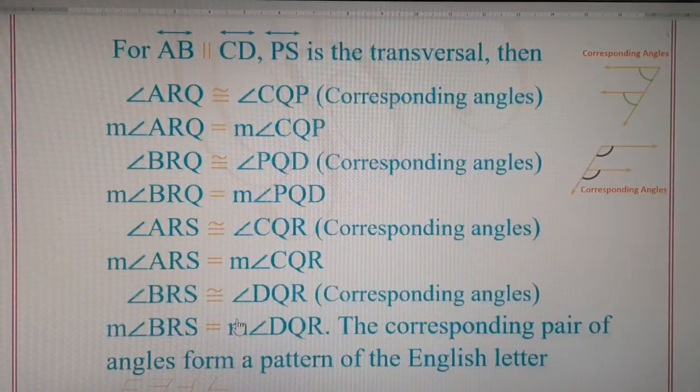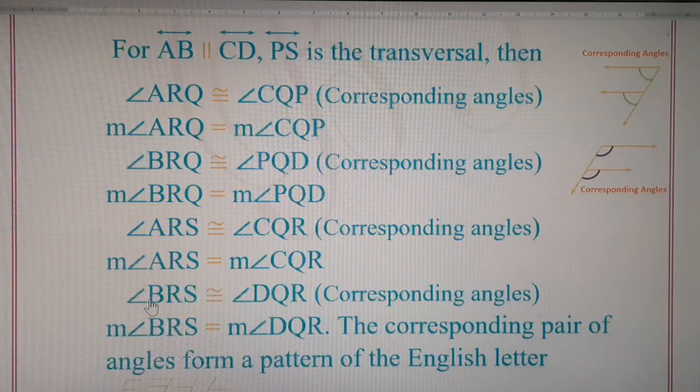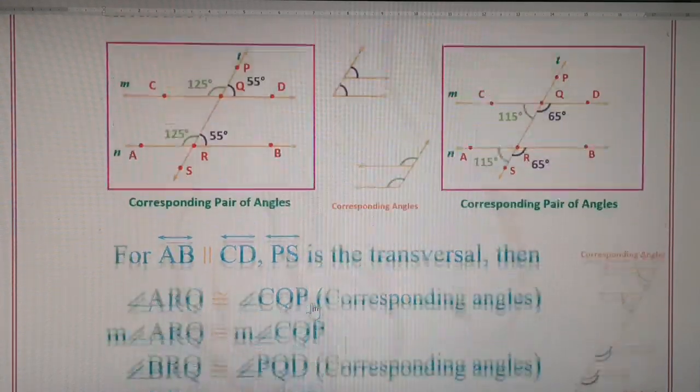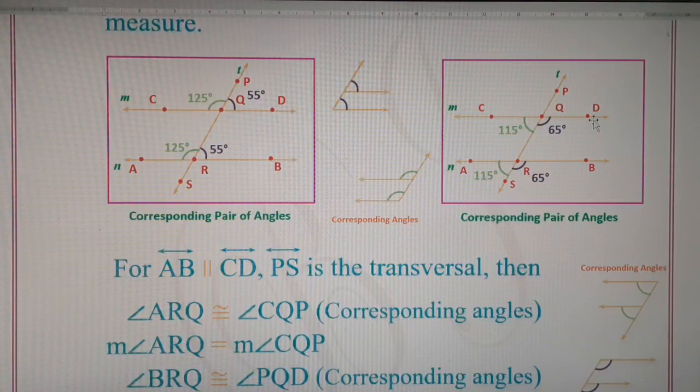And let us go to the next pair of corresponding angles, that is angle BRS is congruent to angle DQR because they are corresponding angles, so their measures are equal. So we can say measure angle BRS is equal to measure angle DQR. Angle BRS and angle DQR. Let's see in the diagram. Angle BRS and angle DQR. So we can say this pattern is formed, that is the normal F pattern is formed. So these two violet colored marked angles are known as the corresponding angles.